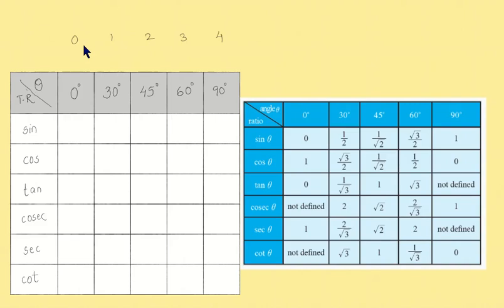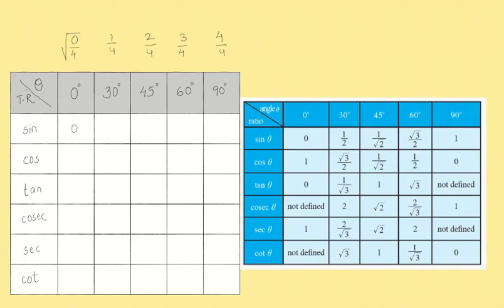Since 4 is the largest number, I divide all the numbers by 4. Once I divide all the numbers by 4, I find the square root. Now, when we find the square root of the first term, that will be inserted as sine 0. So what is sine 0? Square root of 0 over 4. What is 0 over 4? 0. So square root of 0 is 0.